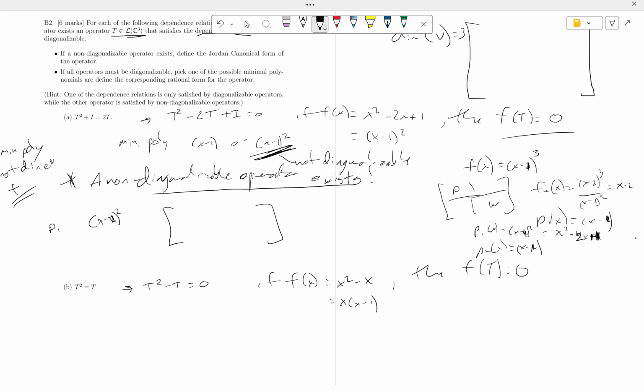So the companion matrix for that would be a 2 by 2 companion matrix. So 0, 1 in the first column. The next column is going to be negative, negative 2, so 2, and negative 1. And then the last one is a 1 by 1 companion matrix for the expression x minus 1. So this is my rational form.